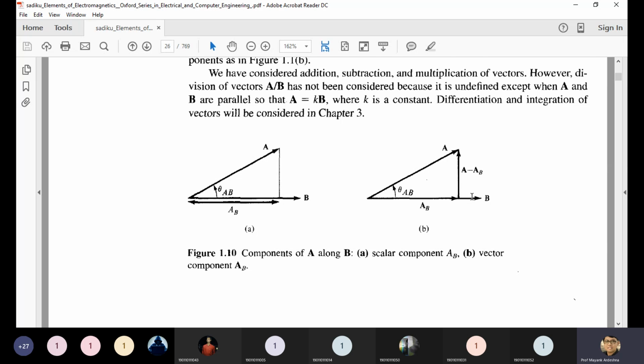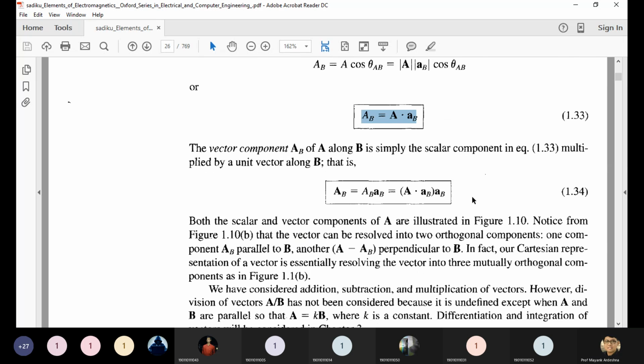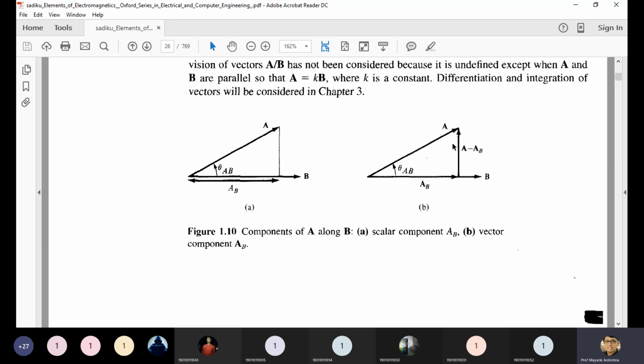So the vector component of A along B, how can you find it? Whatever answer you get for A dot B, multiply it with the unit vector of B. It's a simple multiplication. Remember, it's a simple multiplication.